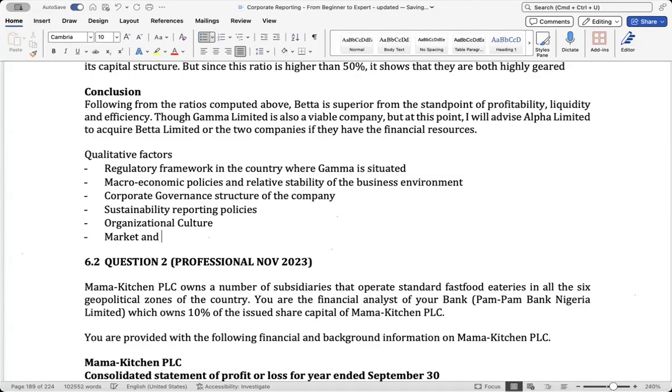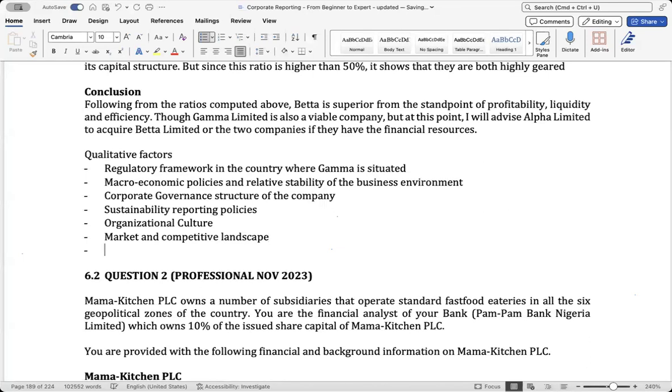You can look at the level of competition that the company has within that country it operates. If there is high competition, I think you can meet up with competition. You can also consider that while trying to acquire the new company. Fantastic.